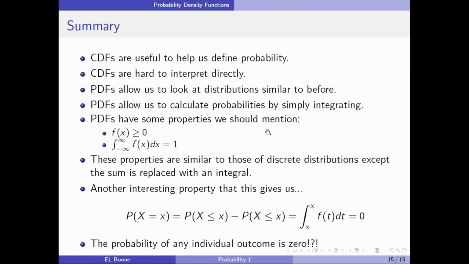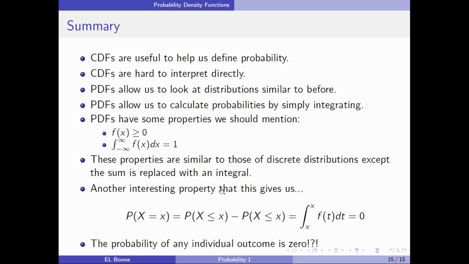PDFs have some properties that we should mention. They're always positive, and they're going to integrate to 1 if we integrate across the entire real line. These properties are similar to those of the discrete distributions, except the sum is replaced with an integral, and that's the only difference. You can think of this integral sign here as just a sum, because it actually is.